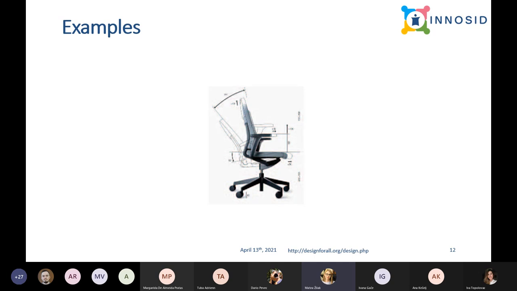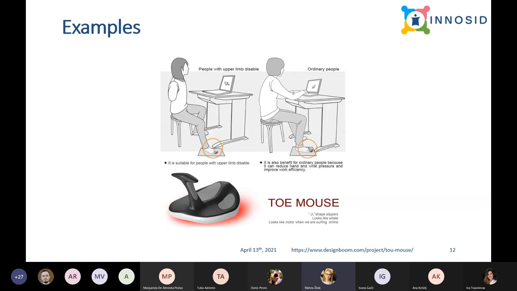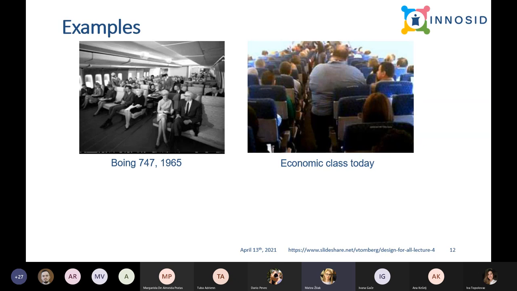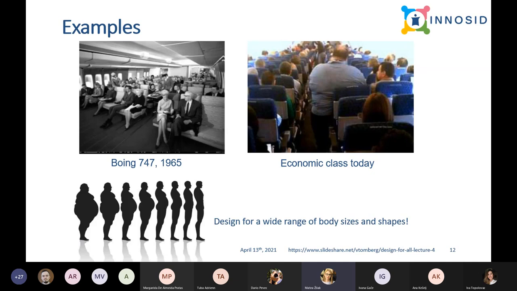This kind of chair can be customized, for example, to different heights. Then you can see here on the slide a toe mouse. It is suitable for people with upper limb disability, but can also be beneficial for ordinary people because it can reduce hand and wrist pressure and improve work efficiency. Here you can see an example of how seats in an airplane were designed in 1965 in the Boeing 747, and an example of a seat in an airplane in economy class today. So the important message is for you to design for a wide range of body sizes and shapes. Of course.